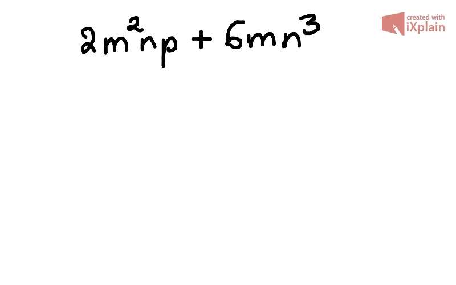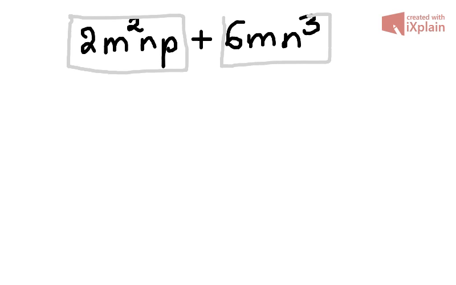Factorizing an expression. Let's look at 2m squared np plus 6mn cubed. So first thing to look at is the number of terms we have. We have two terms. Terms are always separated by pluses or minuses. And within the terms, we have just multiplication connecting the numbers and the letters.